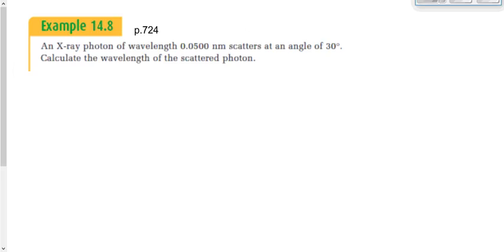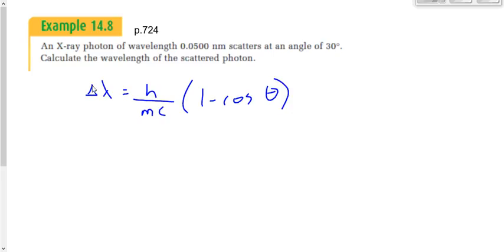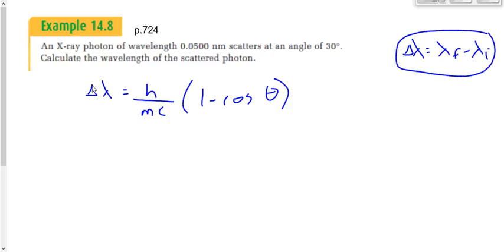Okay, let's go back to this one now. It says an X-ray photon of 0.0500 nanometers scatters at an angle of 30 degrees. What's the wavelength of the scattered photon? Well, we know that delta lambda is equal to h over mc times 1 minus cosine theta. By the way, we also know that delta lambda, although it doesn't say it on my data sheet, is lambda f minus lambda i. Delta anything is final minus initial. Let's go to this equation first. Clearly this is the one we're going to use.